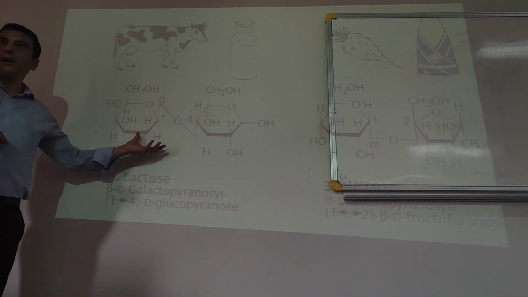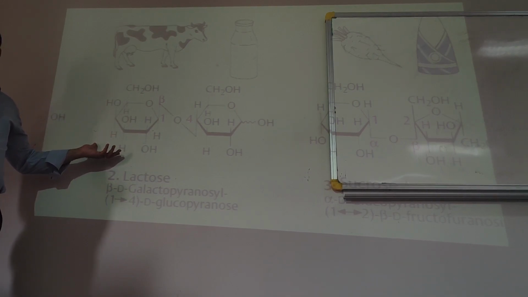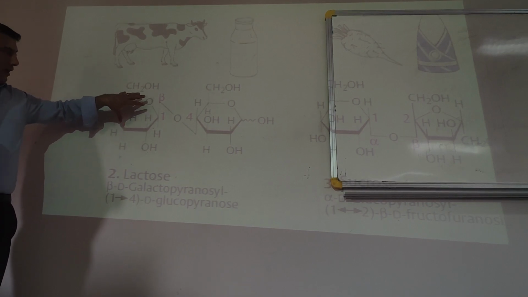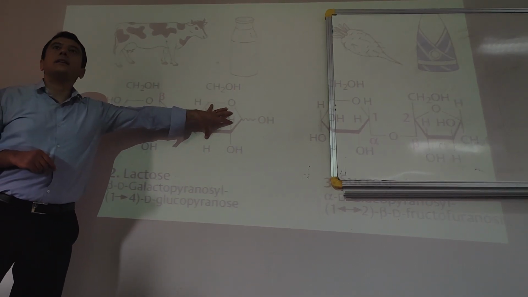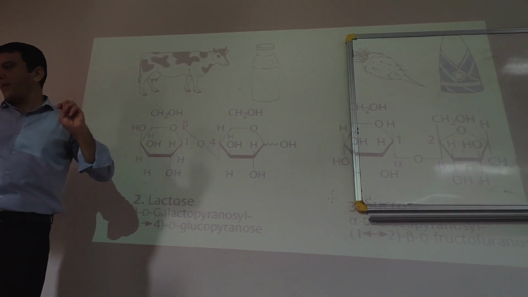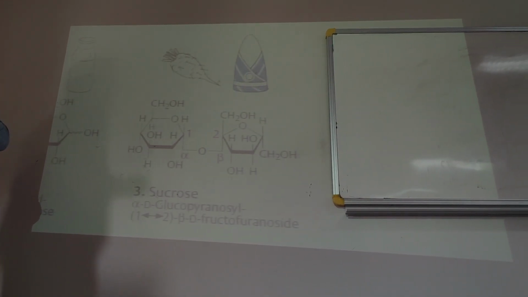So you can find that the components of lactose are a galactose and a glucose. For maltose, we have 2 glucose. What about this one? What about sucrose?